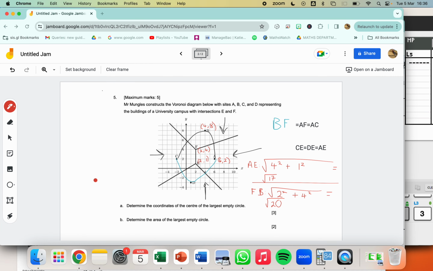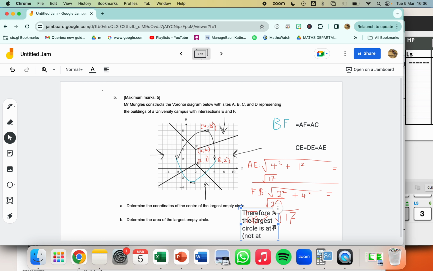So let me finish off my question here. I would just say the square root of 20 is bigger than the square root of 17. And then you just write a defining sentence such as the following. Therefore, the largest circle is at F, not at B. Now, you don't need to write the latter bit. I'm just writing that for completeness in this video.